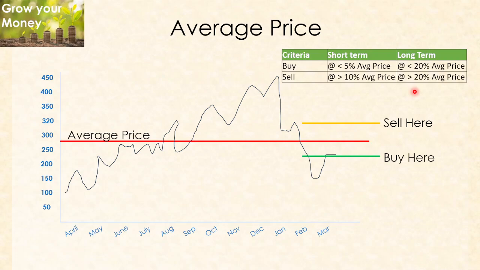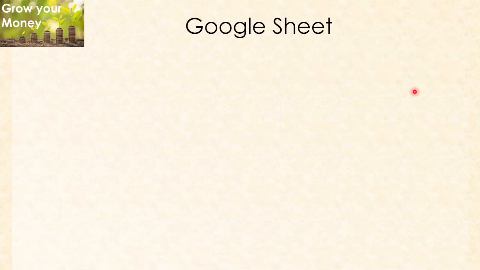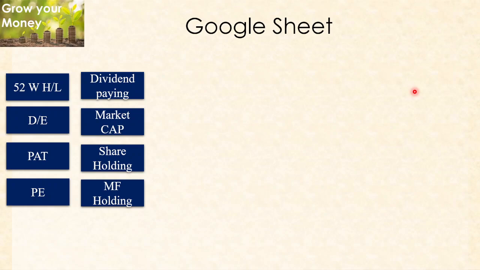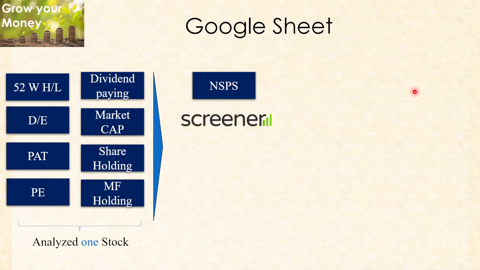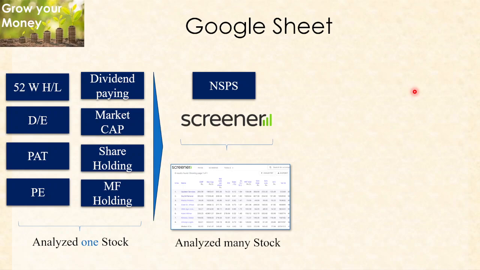So now let's try to do the same thing on Google. Before that, I just want to recap what we have done till now. In the previous episodes, we identified some parameters, we analyzed the stock, and then we also understood what is NSPS, and then we used a screener. We analyzed many stocks in this one. But still, it did not give us any signals when to buy, when to sell.